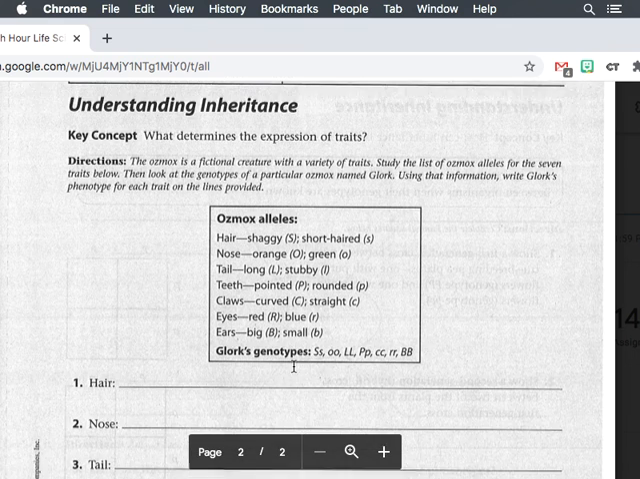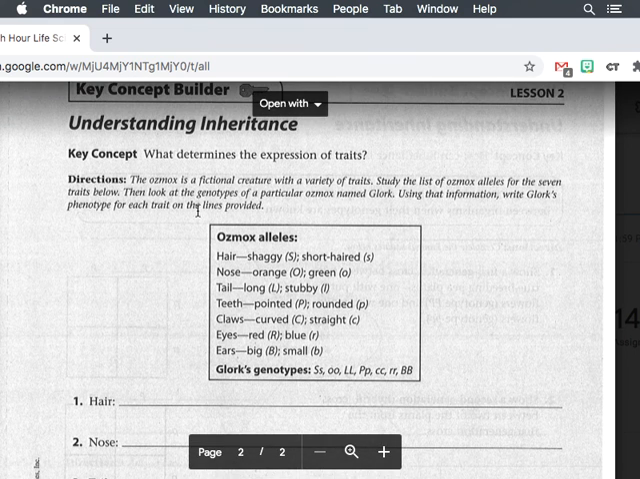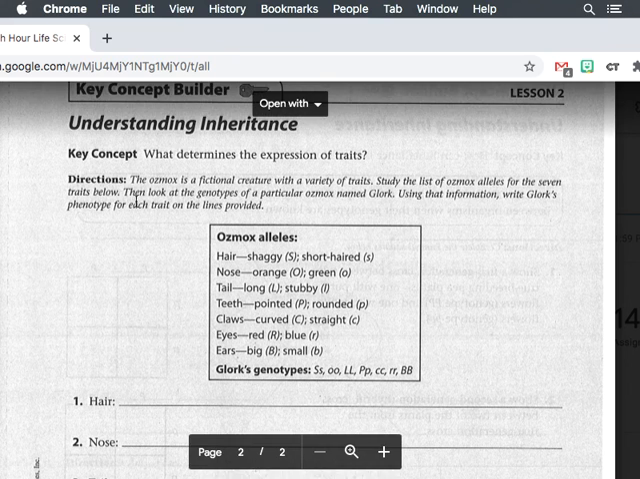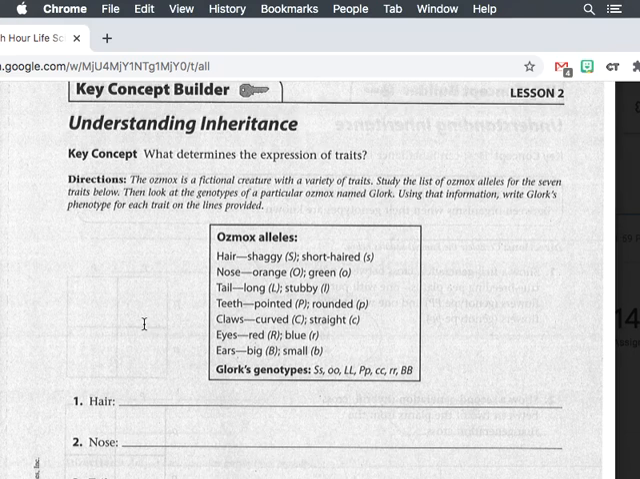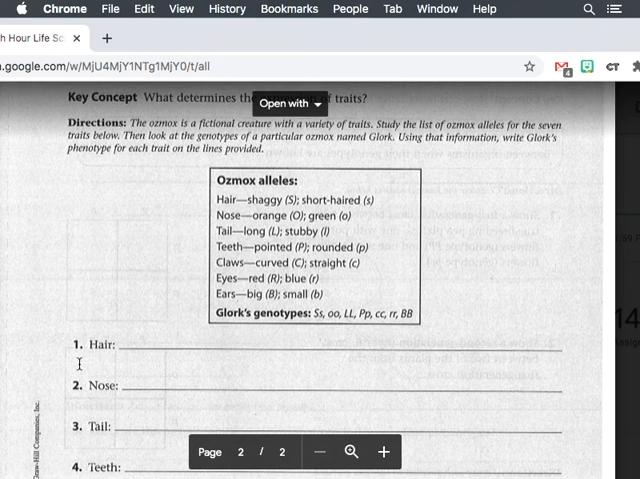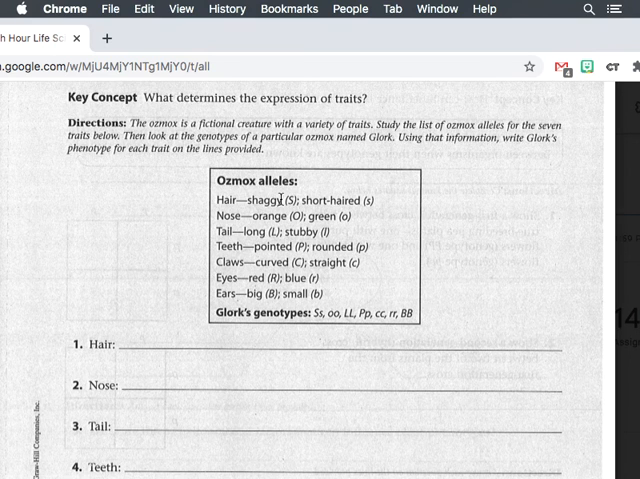The second page says the Osmox is a fictional creature with a variety of traits. Study the list of Osmox alleles for the 7 traits below. Then look at the genotypes of a particular Osmox named Glorik. Using that information, write Glorik's phenotype for each trait on the lines provided. The first one's hair. You're either shaggy or short-haired. If it's shaggy, you'll have a capital S. If you're short-haired, you need to have 2 little S's.